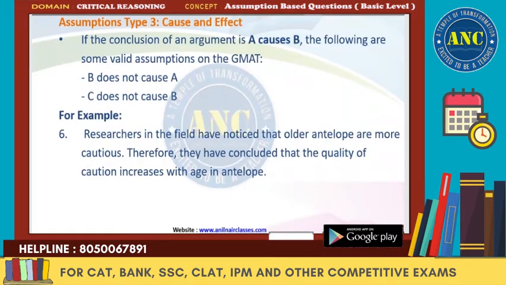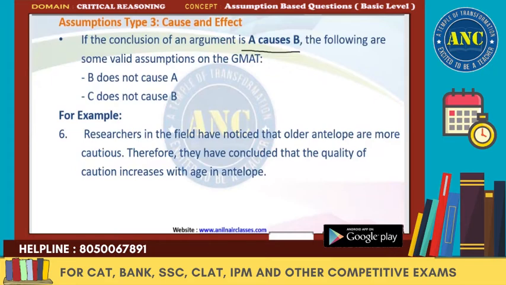Let's look at the third type, cause and effect. Now, if the conclusion of the argument is A causes B, then the following are some valid assumptions on GMAT. What does that imply? That B does not cause A and C does not cause B. Let's look at an example. Researchers in the field have noticed that older antelope are more cautious. Therefore, they have concluded that the quality of caution increases with age in antelope.